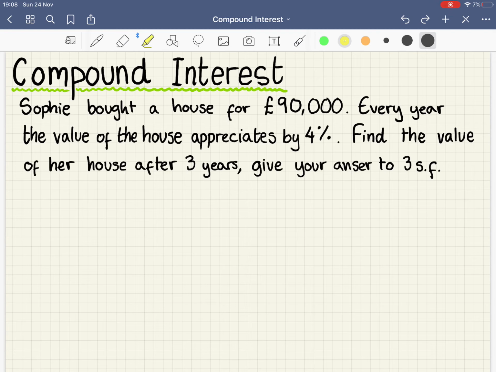Okay, hi guys. We are going to be looking at some compound interest today. I've already got some examples written out, and what we're going to do first quickly is chat about how to identify that you have a compound interest question in front of you.